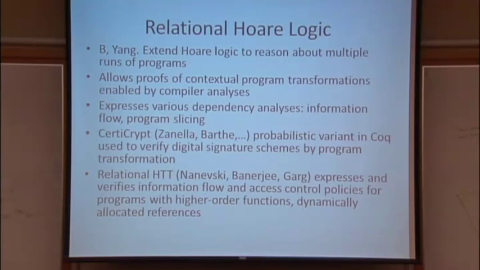So relational Hoare logic. This is a very simple extension of Hoare logic to reason not about just one run of a program, but two runs of a program. So we can say that two programs have the property that if you start them in states that are related like this, then they will end up in states that are related like that.